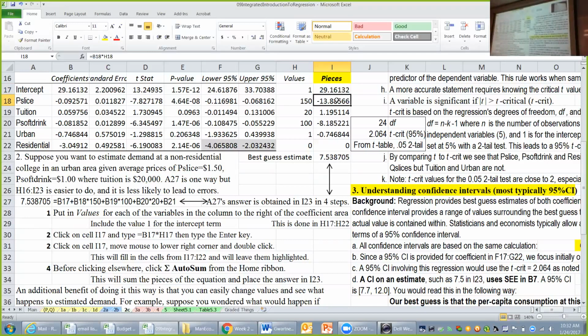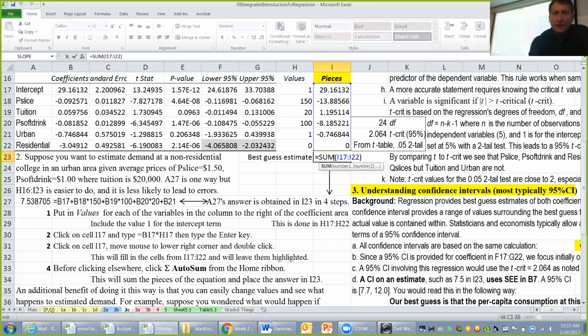Beta 1 times x1, that first chunk, is this. And then we highlight B18 times the $1.50. So that's that chunk of it, right? And then he did that for all of the other variables, figured out each chunk all the way down, and then you just add them together. So this is using Excel to do exactly what I wrote on the board of how we show it in a formula.